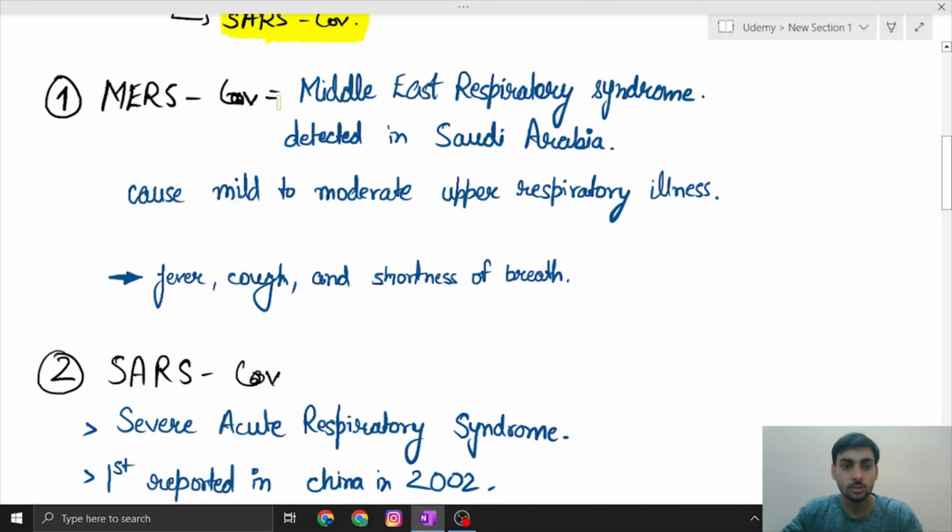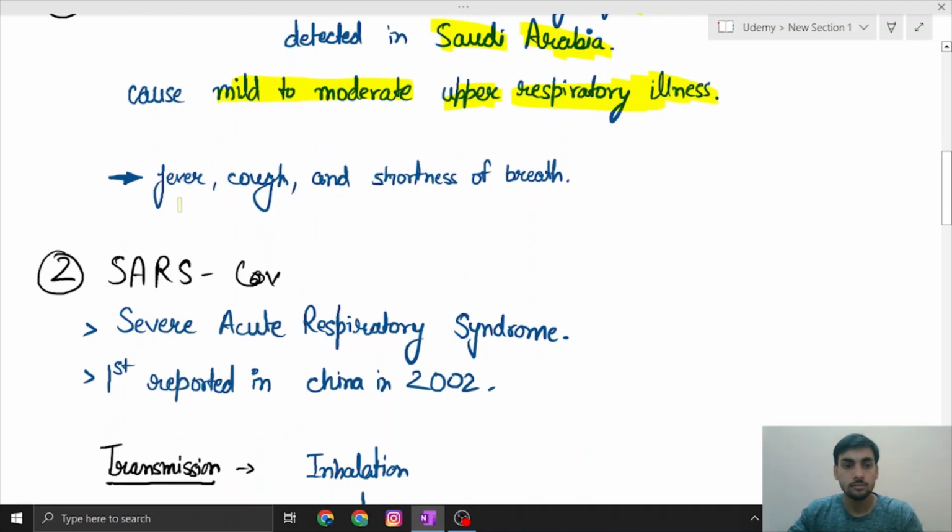So MERS is what you call Middle East Respiratory Syndrome, and it was observed in Saudi Arabia. Okay, and this MERS causes mild to moderate upper respiratory illness, upper respiratory only. Okay, and symptoms like fever, cough, shortness of breath are observed in this case.